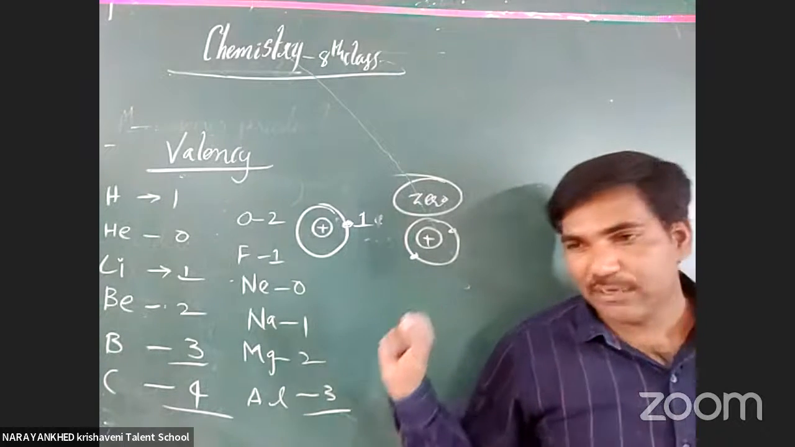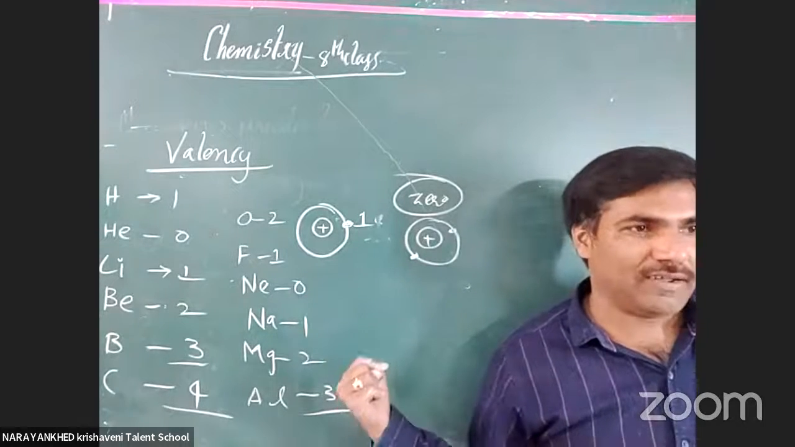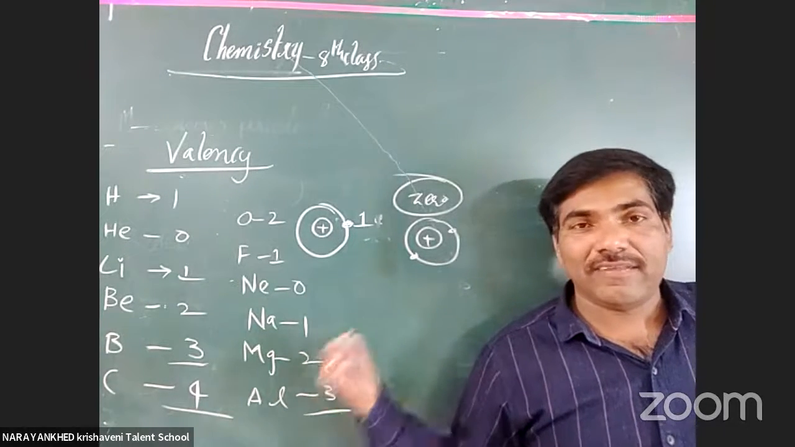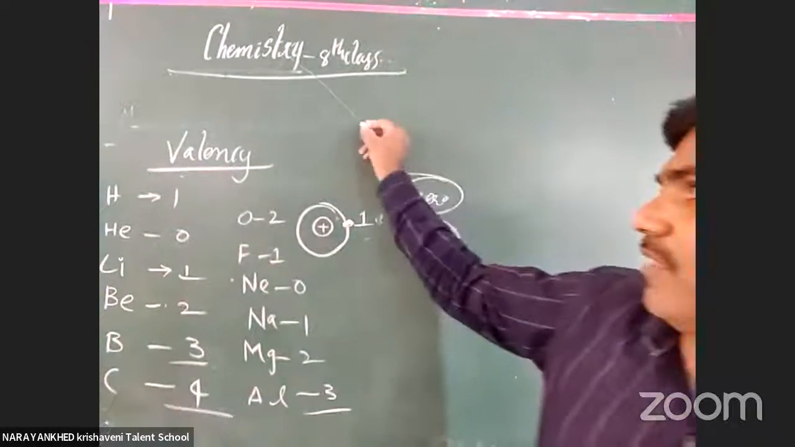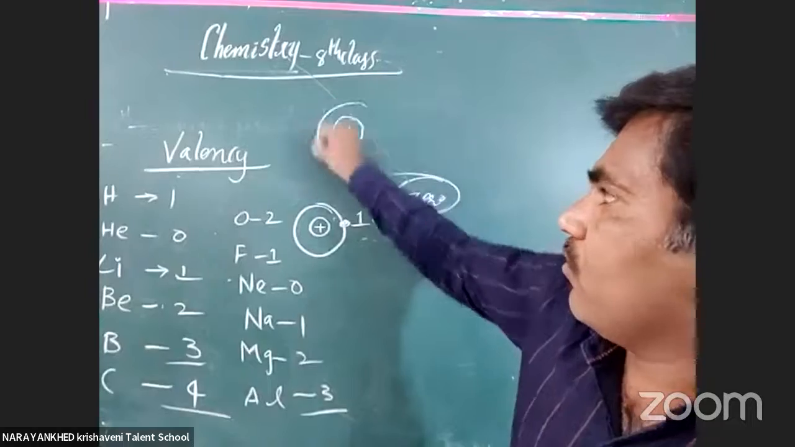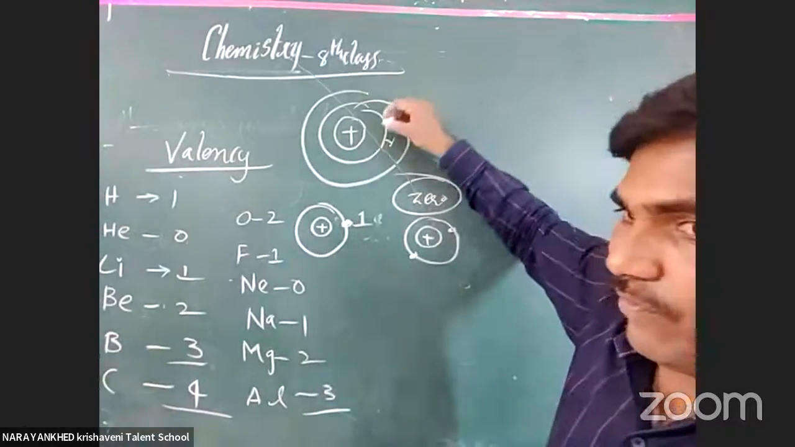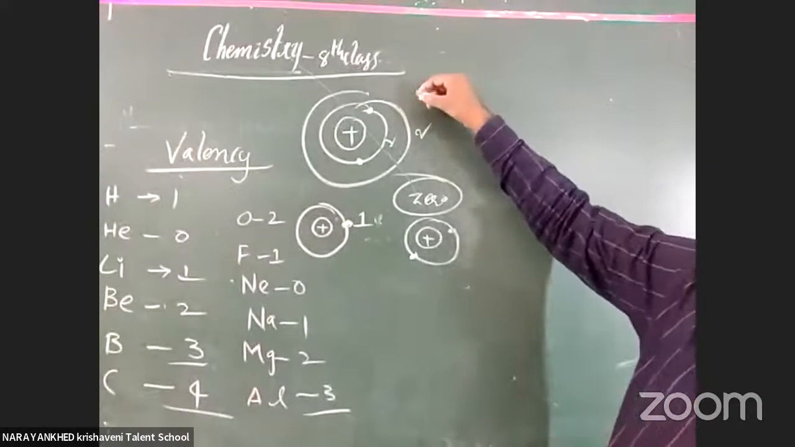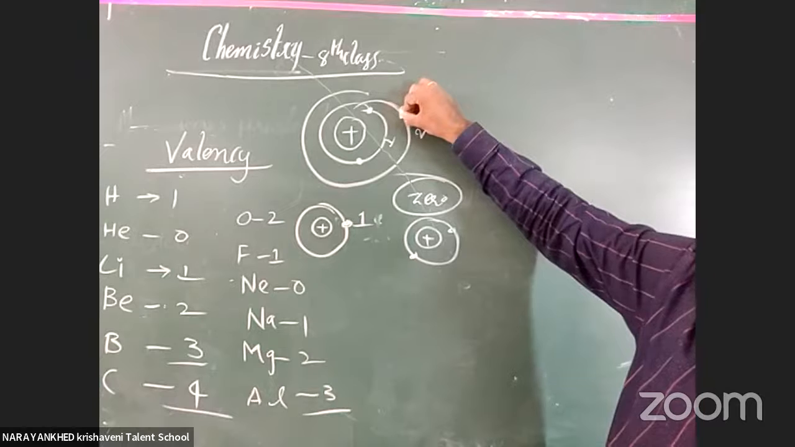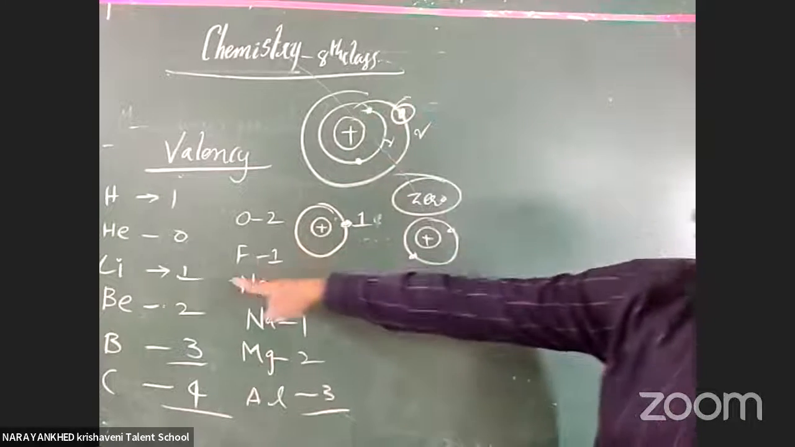It is ready to give a number of electrons or ready to accept a number of electrons. Lithium contains 1 electron in its outer orbit. Totally, how many electrons are in lithium? 3 electrons. This is the first orbit, this is the second orbit. The first orbit contains 2 electrons, the second orbit contains 1 electron. If it loses this electron, which nature will it achieve?